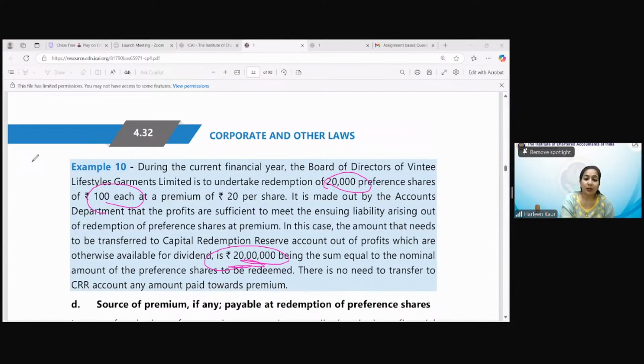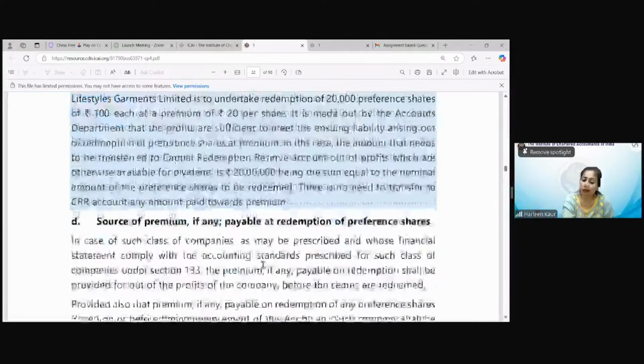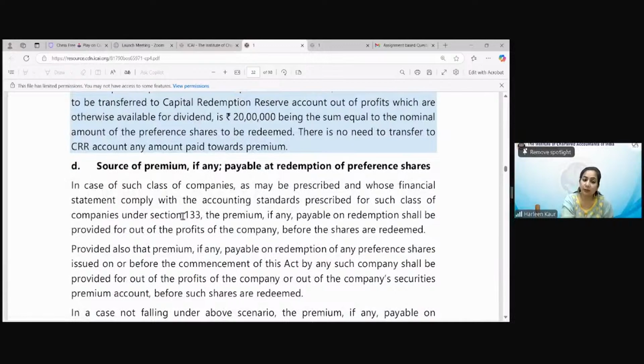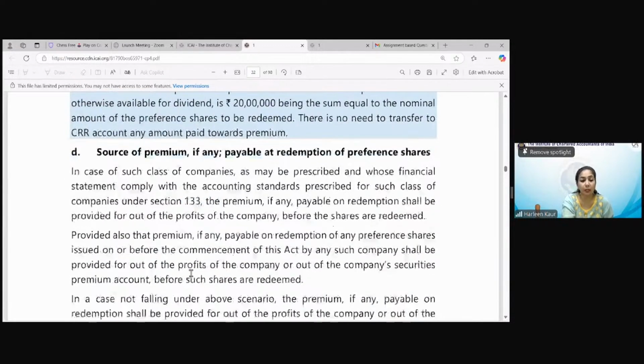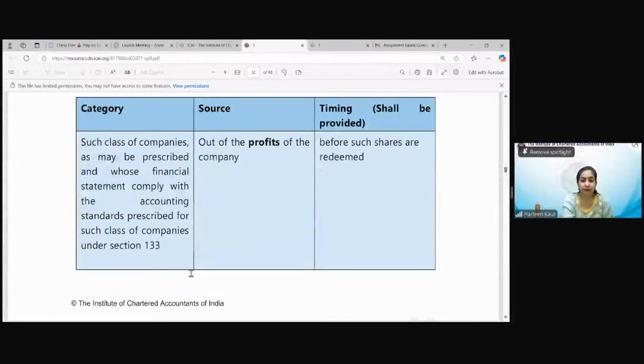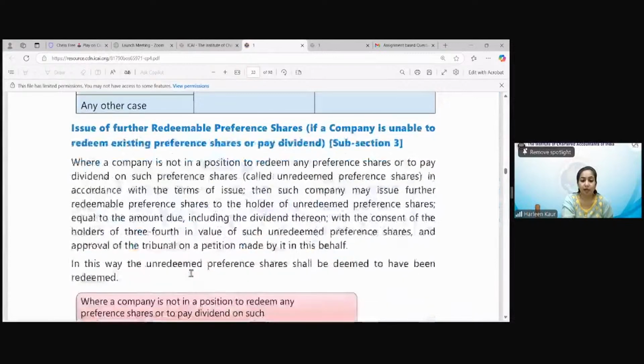Clear है? And what are the sources of premium, children? Premium kahan se pay hoga? Out of the profits, and out of the SPA. But if you're a 133 company, then you will not use SPA. They have given you a beautiful chart also.